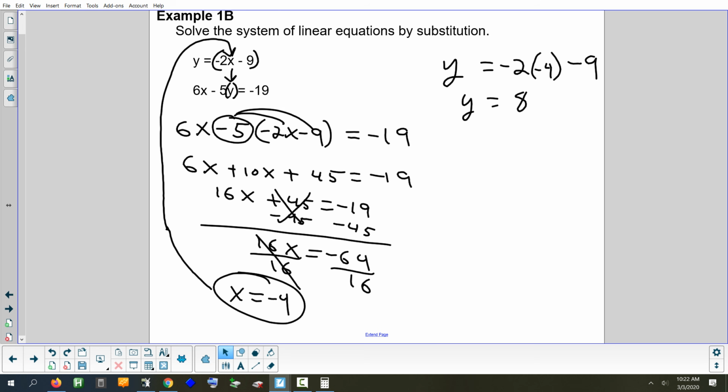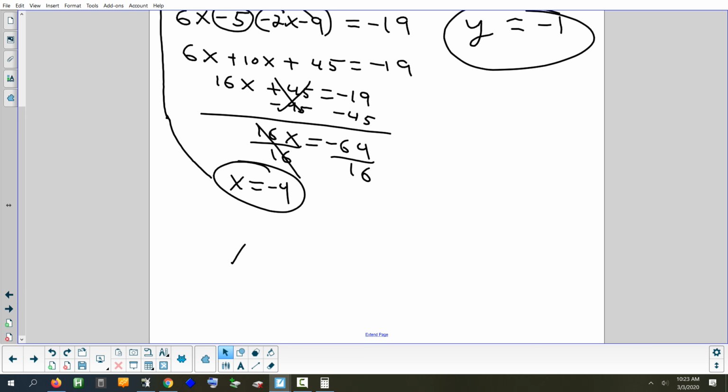-2 times -4 gives me a +8. Take away 9. What's 8 minus 9? -1. Now, if you leave your answer like that, that's okay. But the way you're probably going to see it on the test is like this. So you're just going to write them on the same line. But if you want to leave it like that for this problem, that's fine. X is -4. Y is -1.